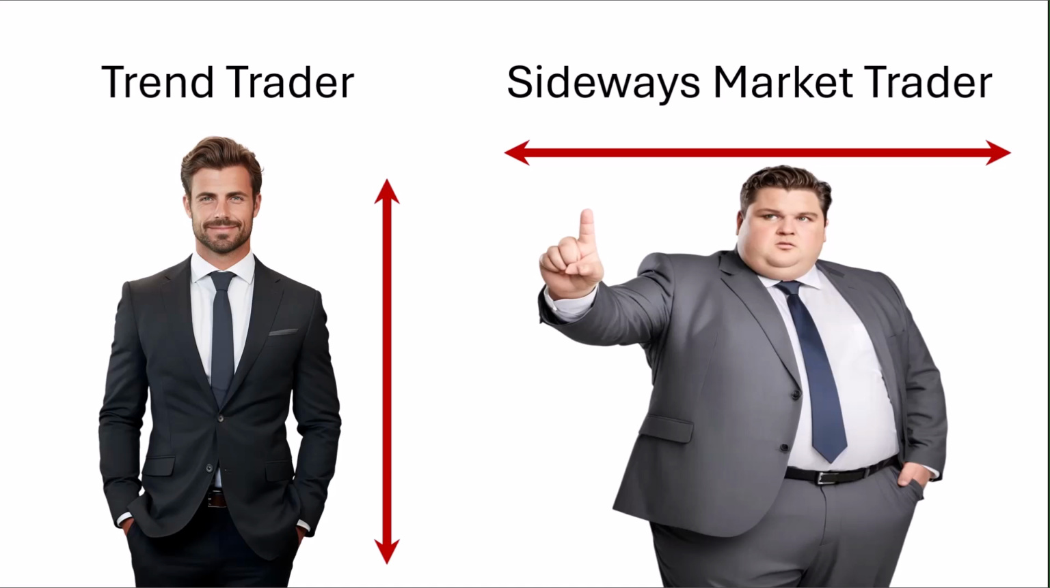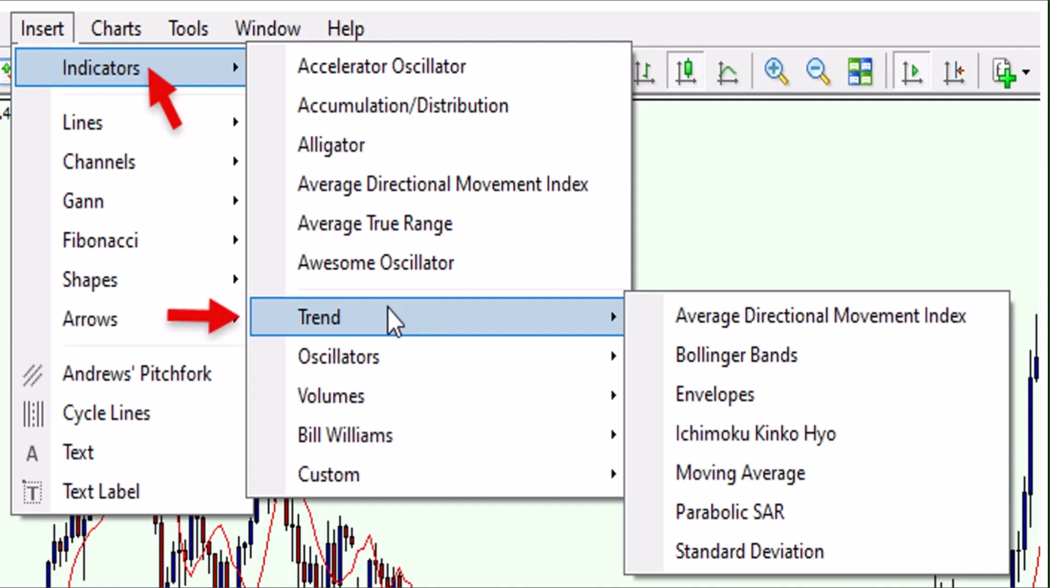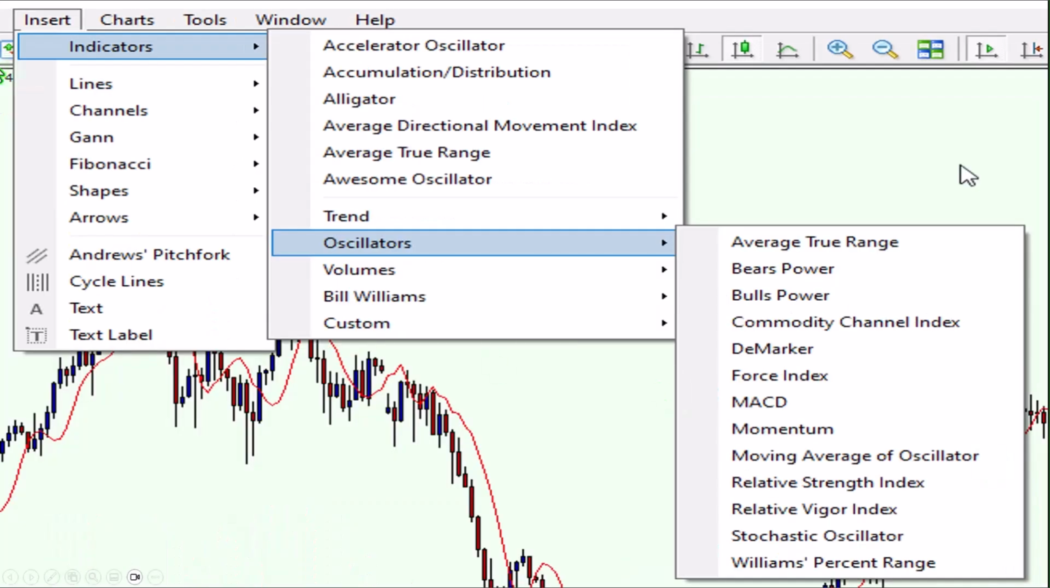So let's have a look at MT4 or MT5, and you'll see that even the indicators are grouped in as trend indicators or oscillators. So trend indicators would include indicators like the moving average, because the moving averages show you the trend. And then you have the oscillators, which are basically sideways market indicators, and those are the most used ones. There are the MACD, the RSI, and the stochastic indicator.